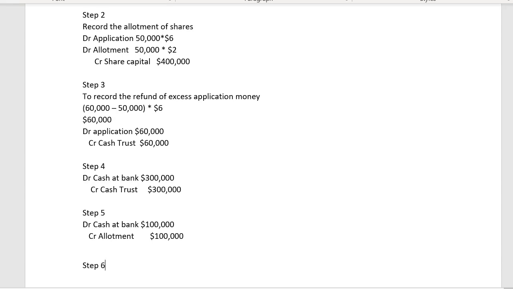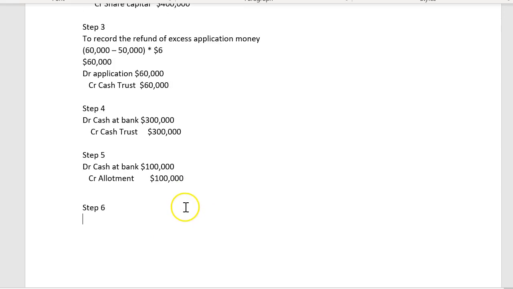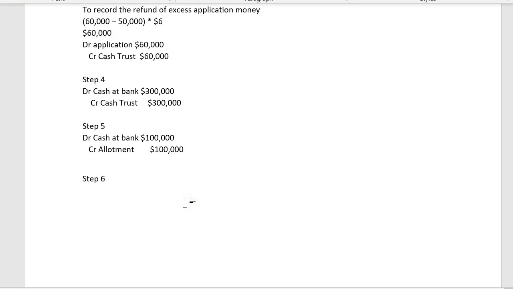Step number 6 is when they record calls. It's $2 on calls. So you debit call, which is a receivable, $2 times 50,000 shares. So we have debit call, credit share capital, which is $100,000.